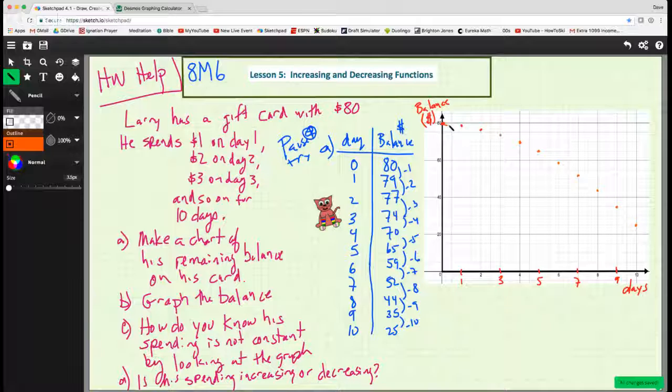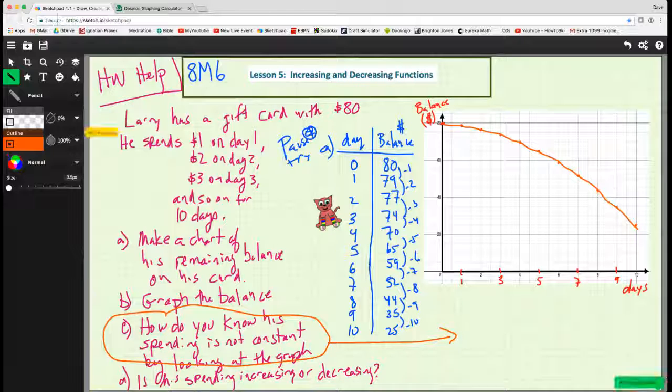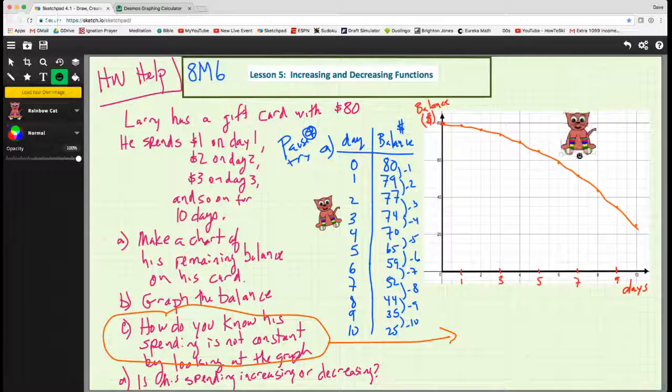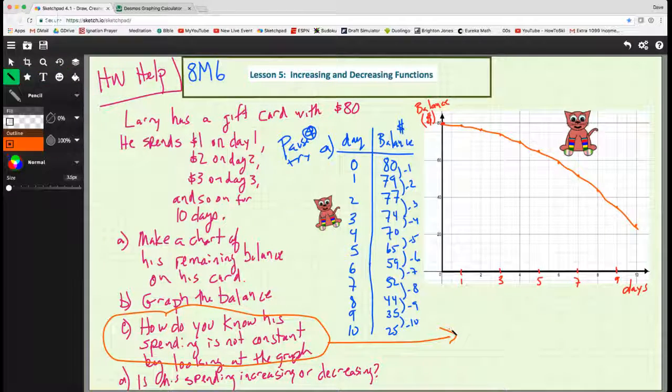All right, so you can see there's his spending curve. So let's answer these 2 questions and then get out of Dodge. How do you know his spending is not constant? By looking at the graph. Let's do a happy cat. Let's enjoy a happy cat for those who graphed it correctly. How do you know his spending is not constant? By looking at the graph.